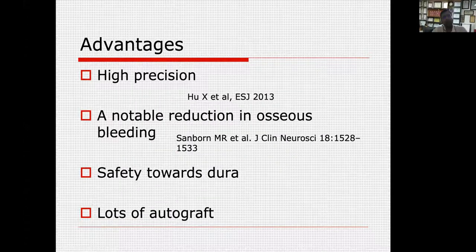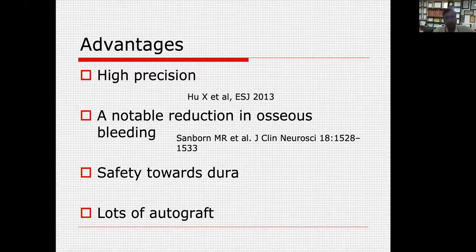So the advantages are that it's a high precision cutting instrument. You can cut the bone in any shape you want, so your osteotomies can be precise. You can measure the perfect angle. There is ample literature now that there's a notable reduction in osseous bleeding because it coagulates the small venules at the surface of the bone. Obviously, there is a safety towards the dura, which we just discussed.